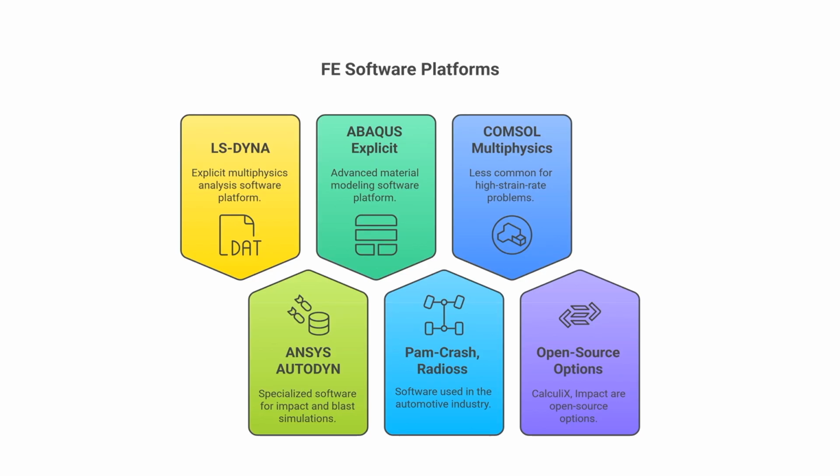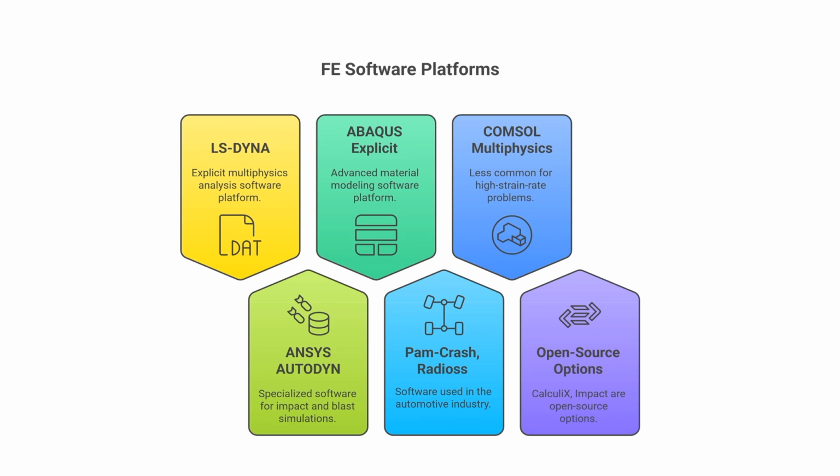So, different types of finite element software are used nowadays. One is LS-DYNA, an explicit multiphysics analysis software platform. The strength of LS-DYNA lies in the simulation of impact events and the vast range of material library that it has, comprising different types of concrete materials, different types of steel materials, and soil materials. So, the material library is very vast here, and that is why LS-DYNA is very much used in the field of blast and impact resistant design.